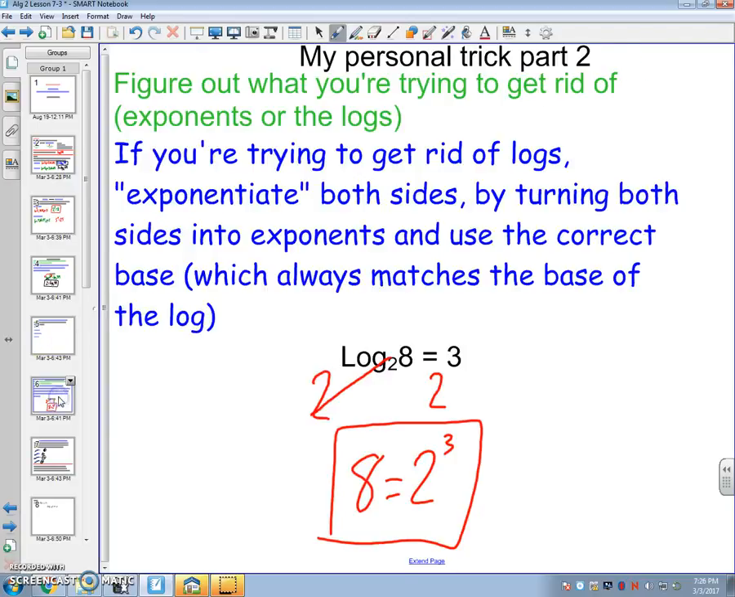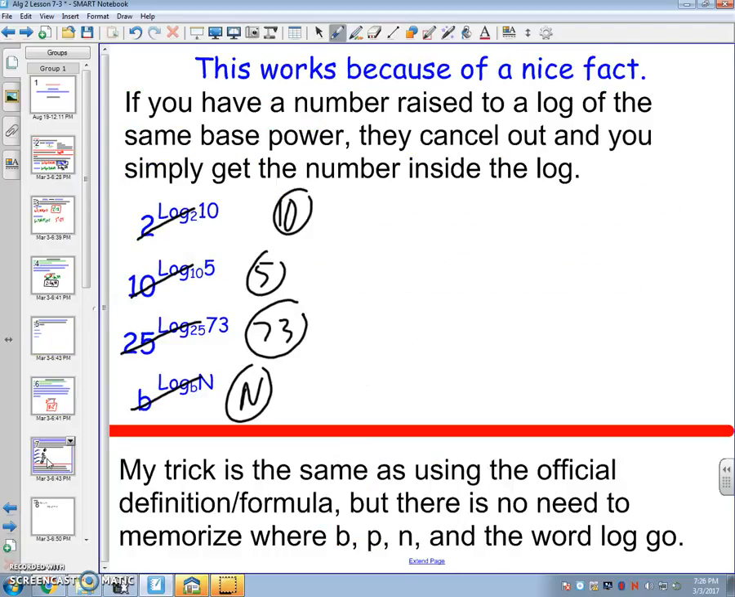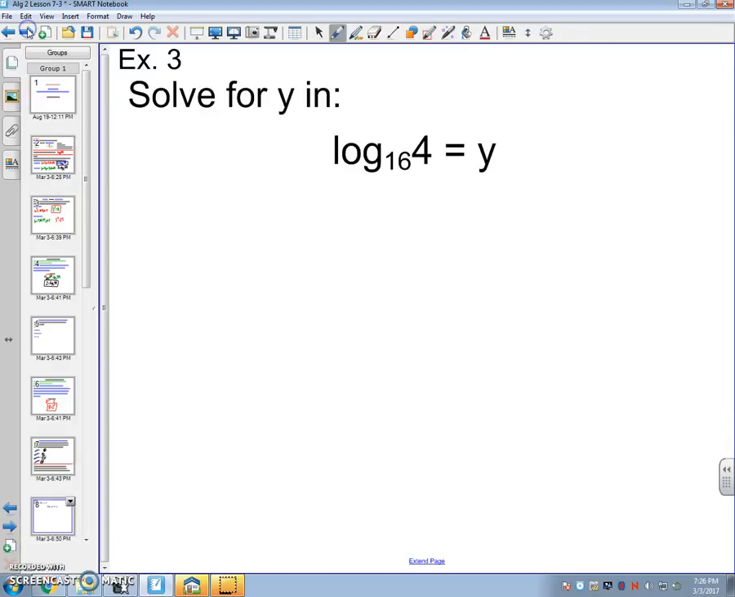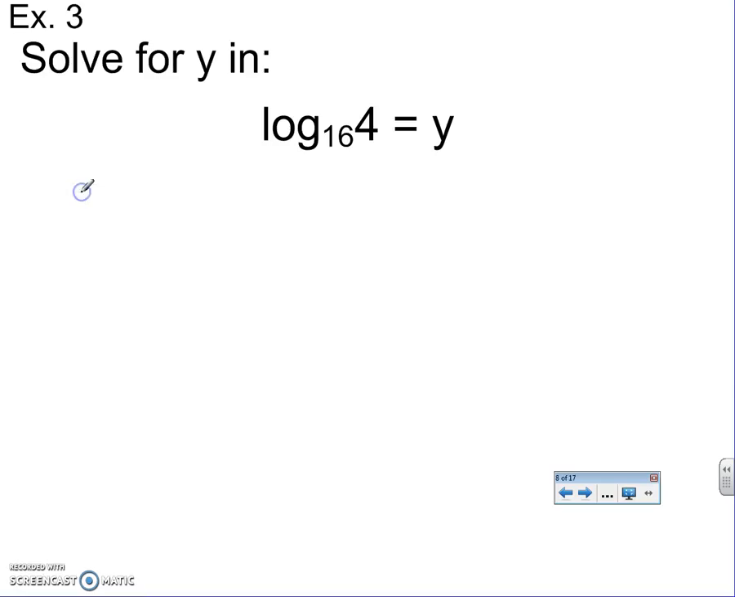If you know my tricks, you're good. It's the same thing as using the formula. There's no difference, but I don't memorize where the b, p, and n in the word log go. So it helps you for doing this.